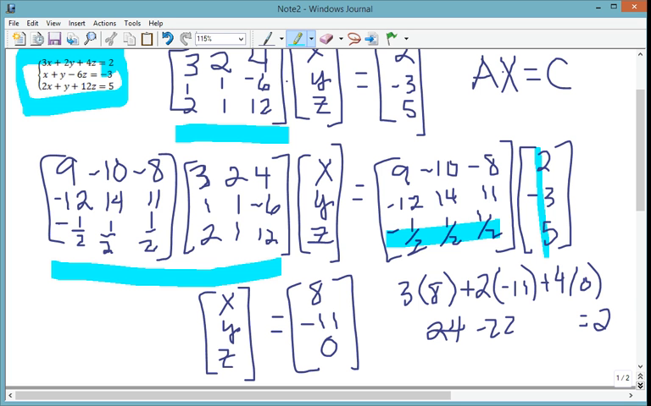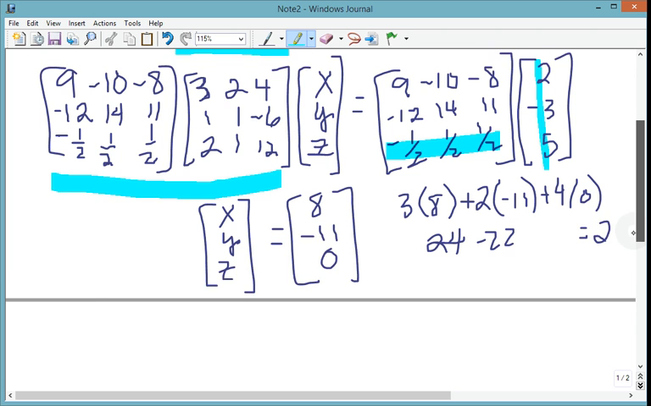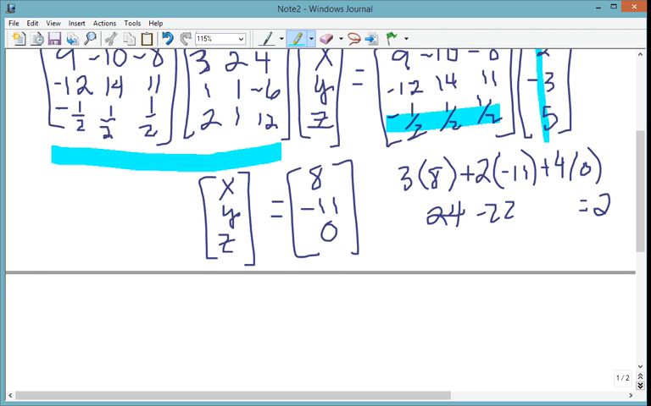Put it in the second one, we'd have 8 minus 11 is negative 3, and then the z is 0, so it would be negative 3. You see that it works for all three equations. So this is really a fast way of doing it if you know the inverse. Now, if you don't know the inverse, it can take a little while to get the inverse. It can take as long as it would be just to solve it to get the inverse.